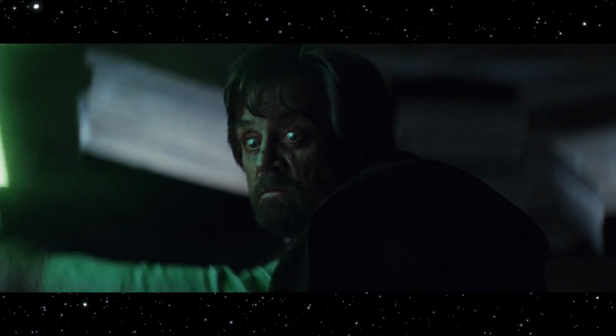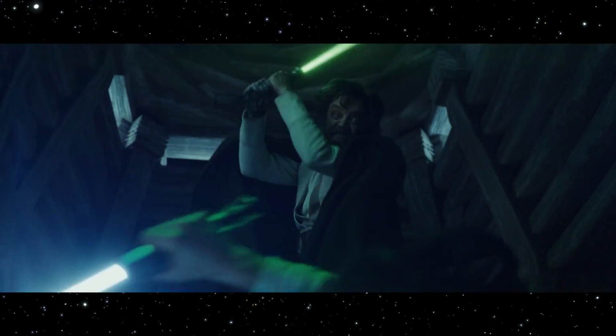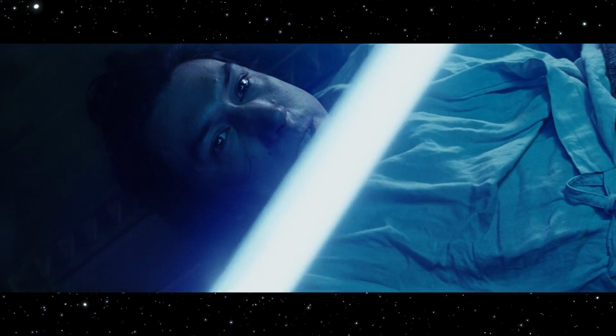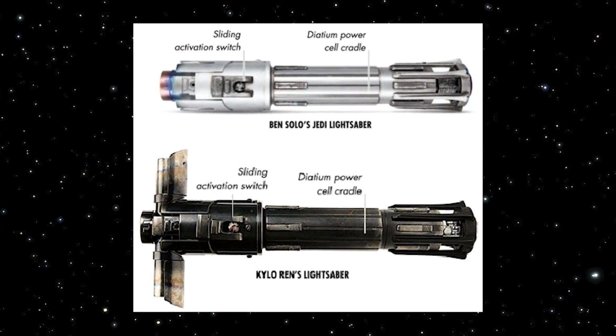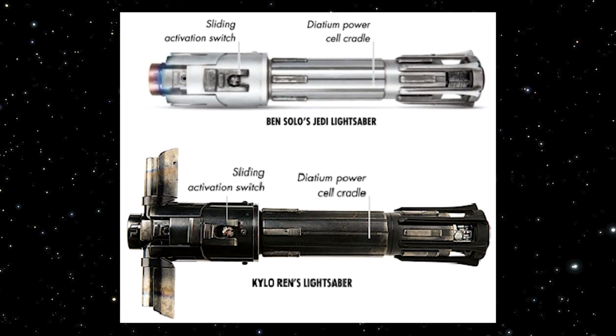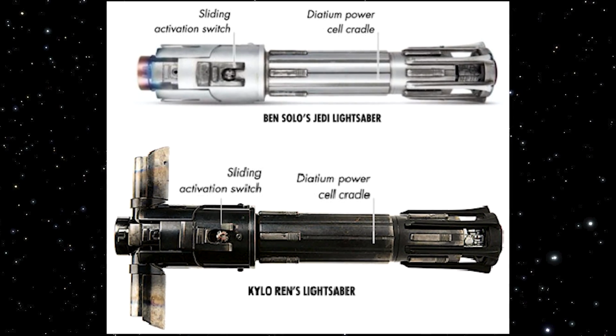The weapon's original form as Ben Solo's lightsaber appeared in a flashback scene in The Last Jedi, but although similar in appearance to the weapon later used by Solo as Kylo Ren, it was not actually confirmed to be the same lightsaber until the release of The Rise of Skywalker's visual dictionary.